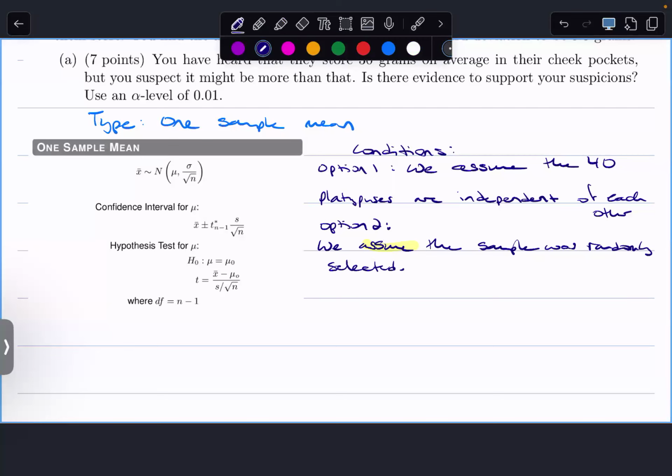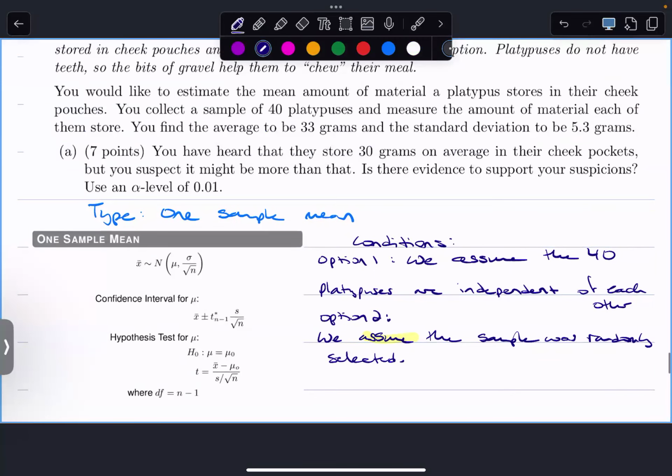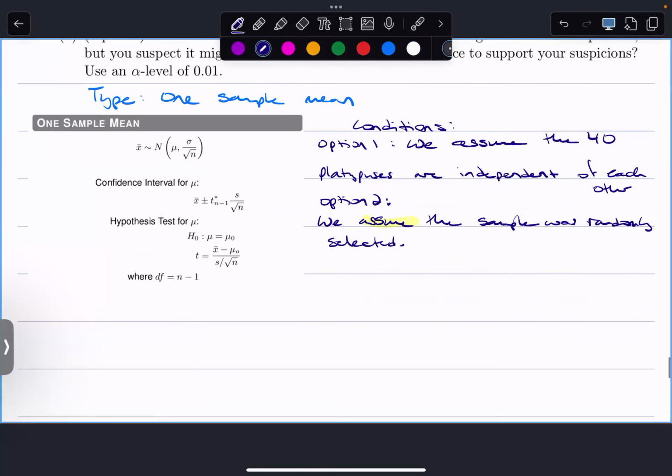And our sample size is 40, and that's bigger than 30. So we can assume normality, which we will.